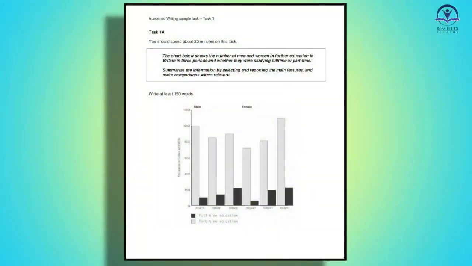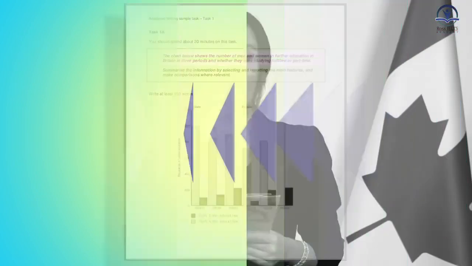As you can see here, we have a bar chart. The question statement, which is always the first sentence in the box in task 1, says that the chart below shows the number of men and women in further education in Britain in 3 periods and whether they were studying full-time or part-time. Now, let's start with how to write the first paragraph for this question statement, which is the introduction paragraph.